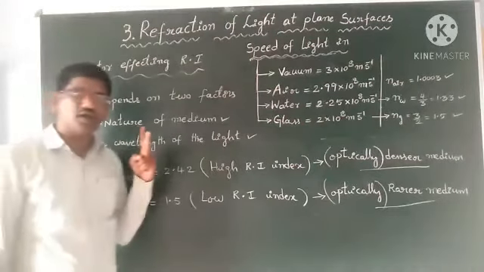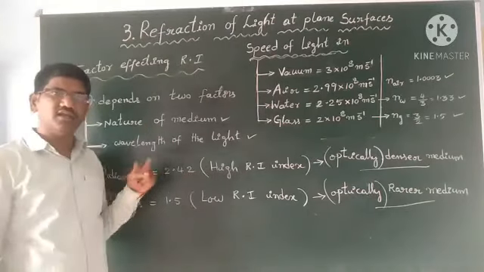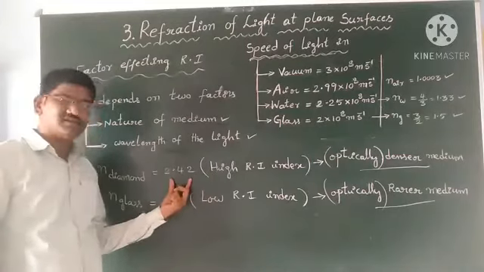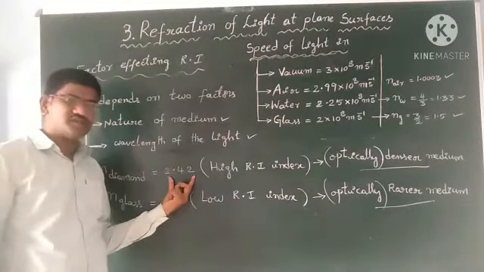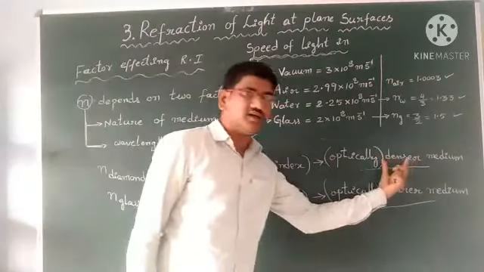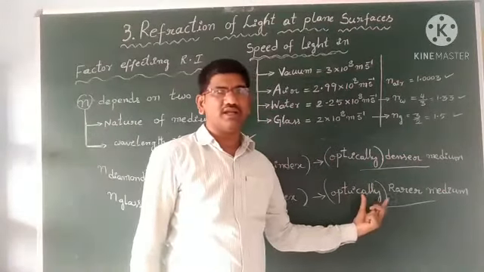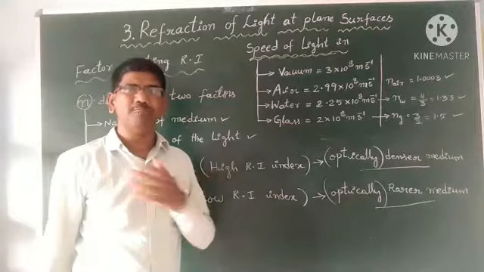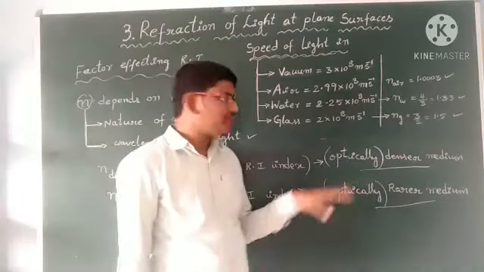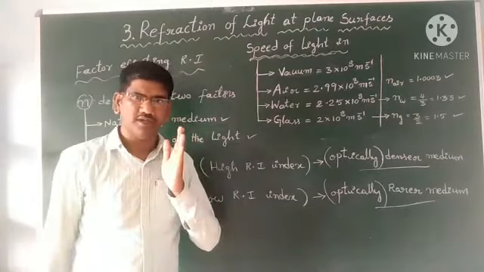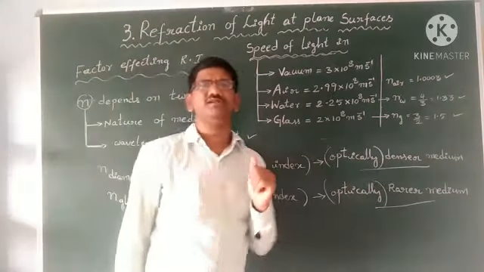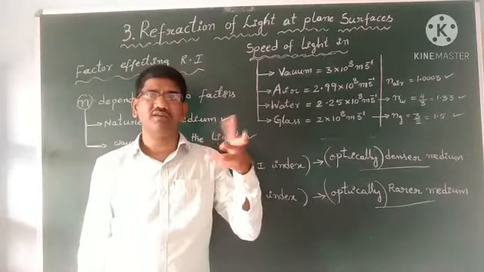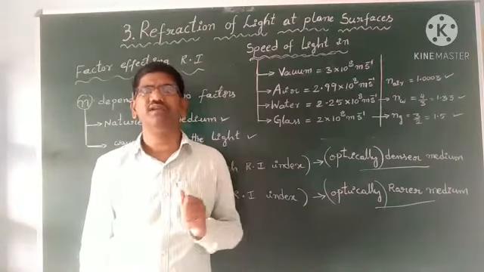If we compare two media, and the second medium has a higher refractive index than the first one, then the second is said to be optically denser and the first is said to be optically rarer, only for these two comparisons. Optical density is different from physical density. Physical density means mass by volume. Here optical density means it has a high refractive index.